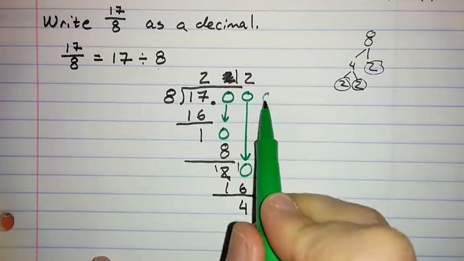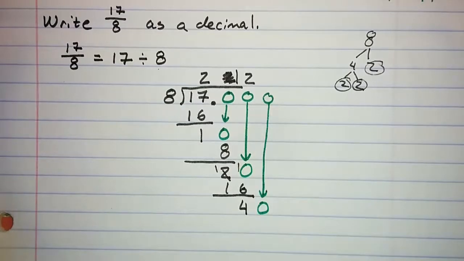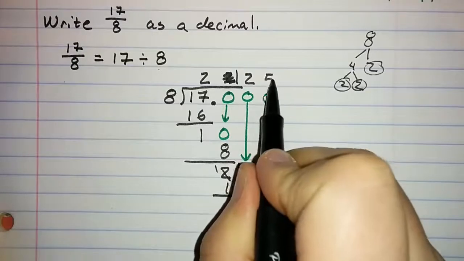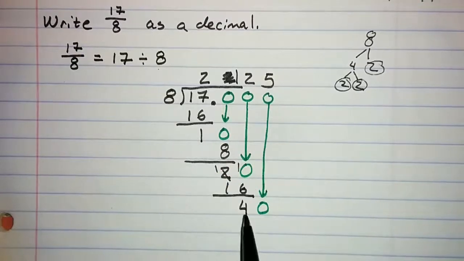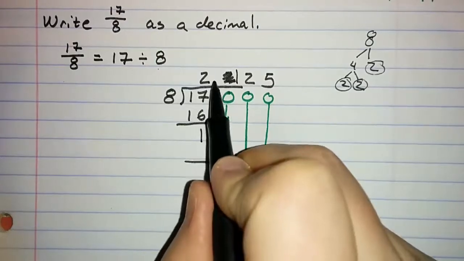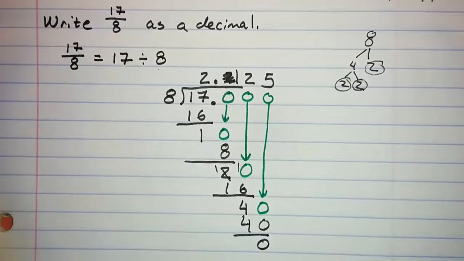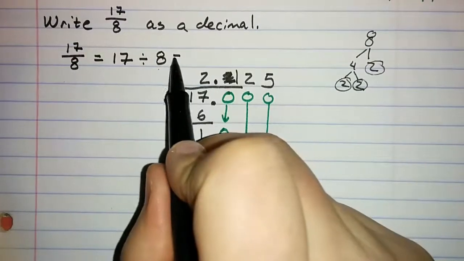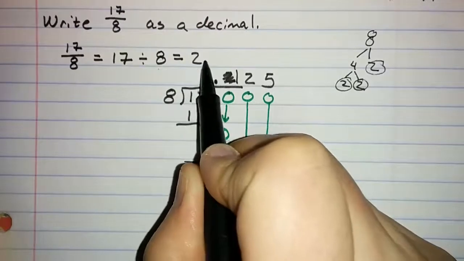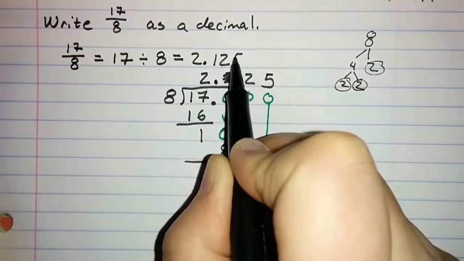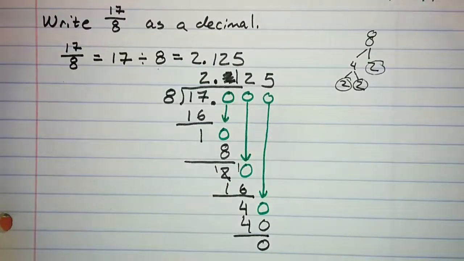I need yet another 0. 8 goes into 40 5 times. 5 times 8 is exactly 40. There's nothing left, so I stop. The decimal point, I notice, goes up here. So I'll have 2.125.